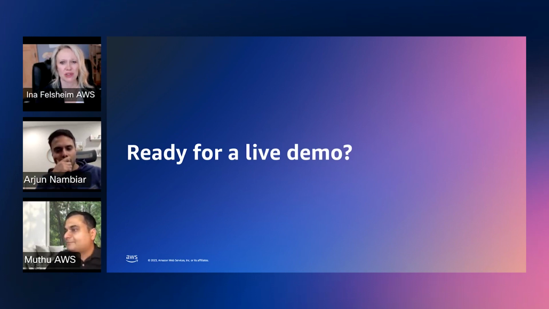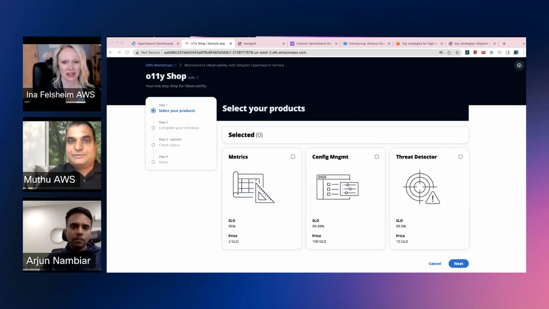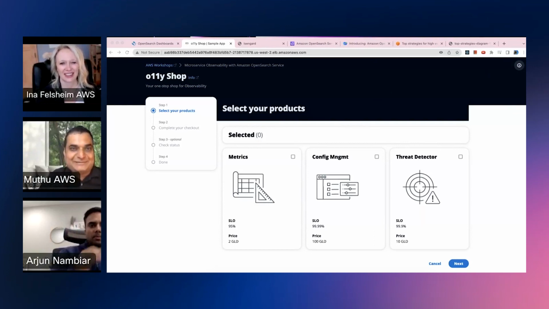Do we need to switch the screen share? You should be able to see a screen that says observability shop. Is that right? Yeah. Perfect. Yeah. So thanks everyone for joining today.